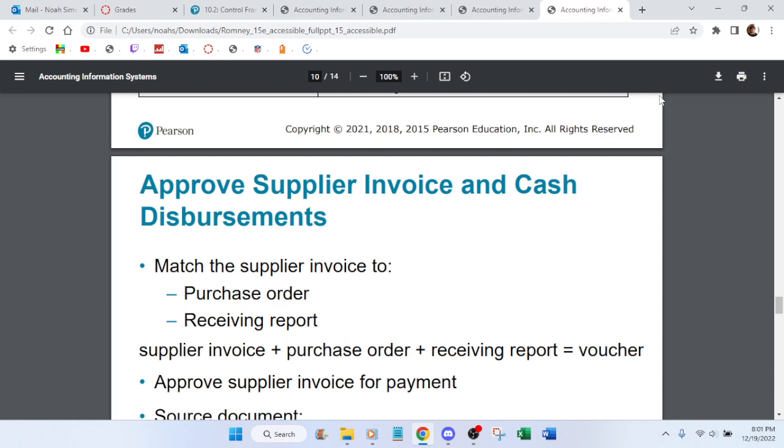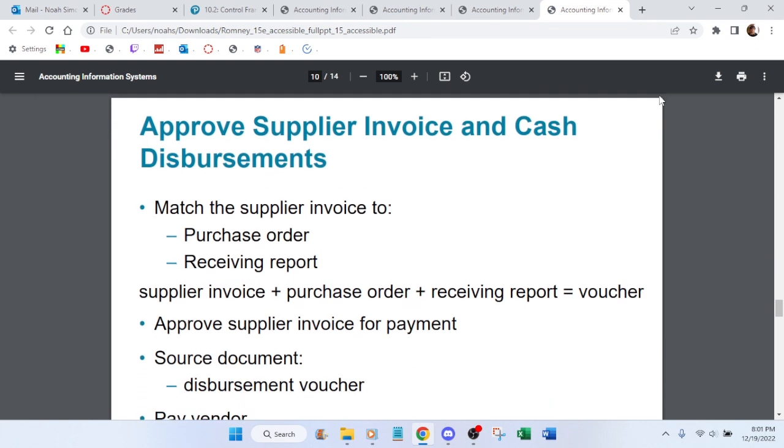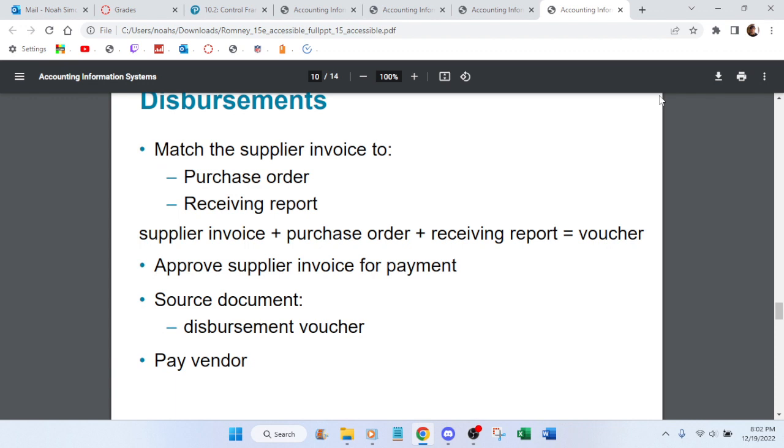Approve supplier invoice and cash disbursement. Match the supplier invoice to the purchase order and receiving report. Supplier invoice plus purchase order plus receiving report equals voucher. Approve supplier invoice for payment.